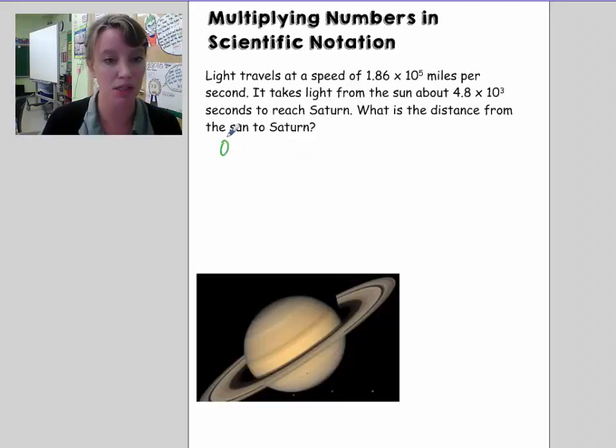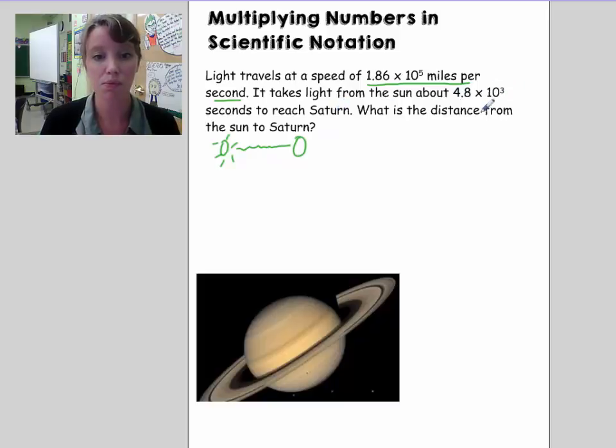So let's think about this. Here's the sun, let's say, and let's say that this is another planet, Saturn. If light is traveling at this speed per second, and we know the time it takes to go from the sun to Saturn, we can figure out the distance by taking the speed of light and the time it takes. So speed times time equals distance. We're going to figure out distance by taking speed and multiplying it by time.